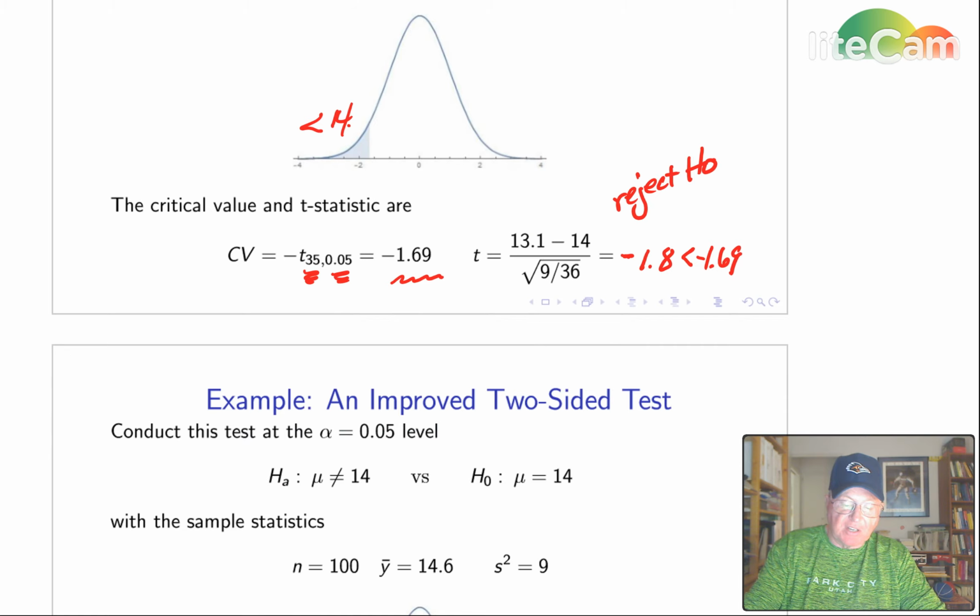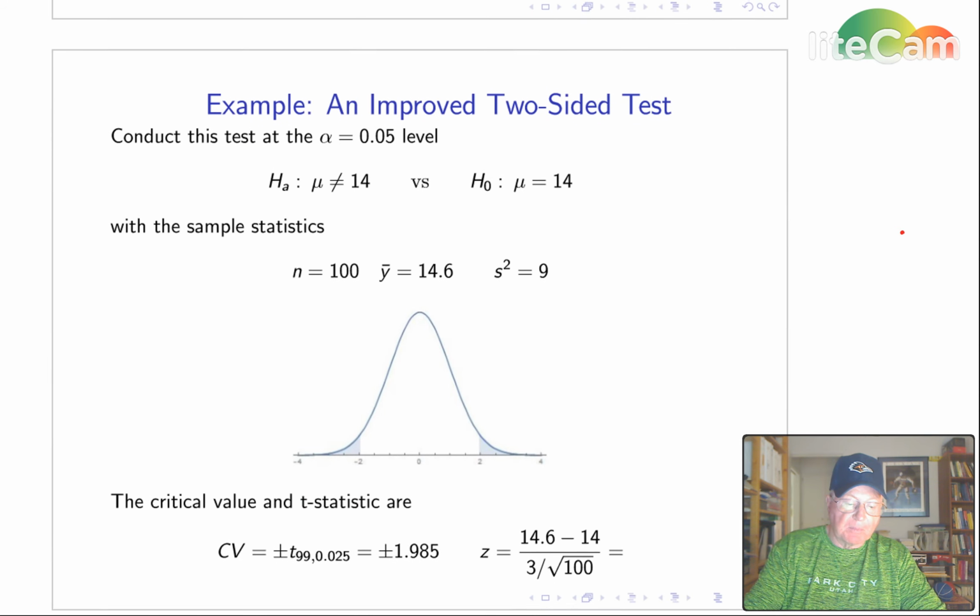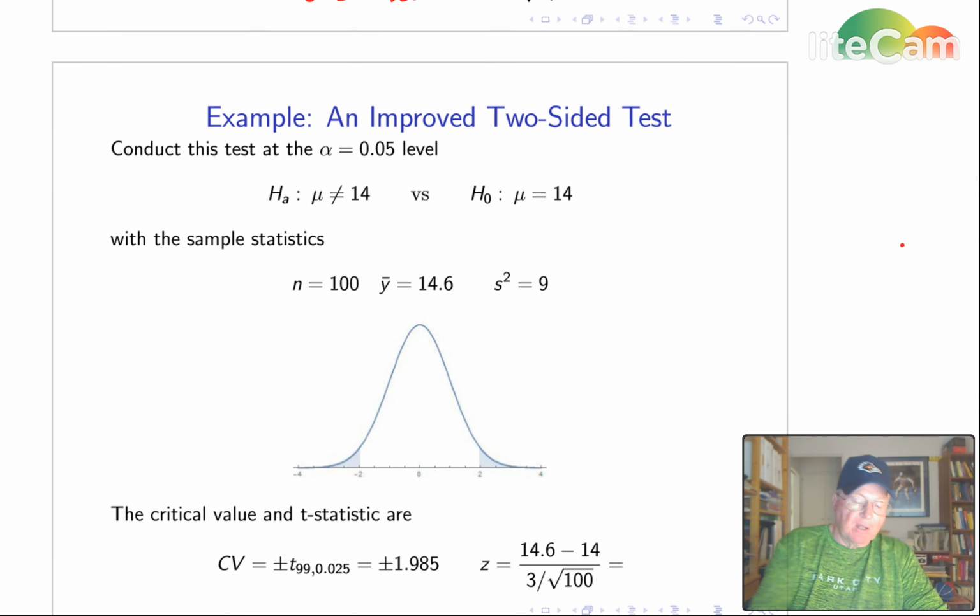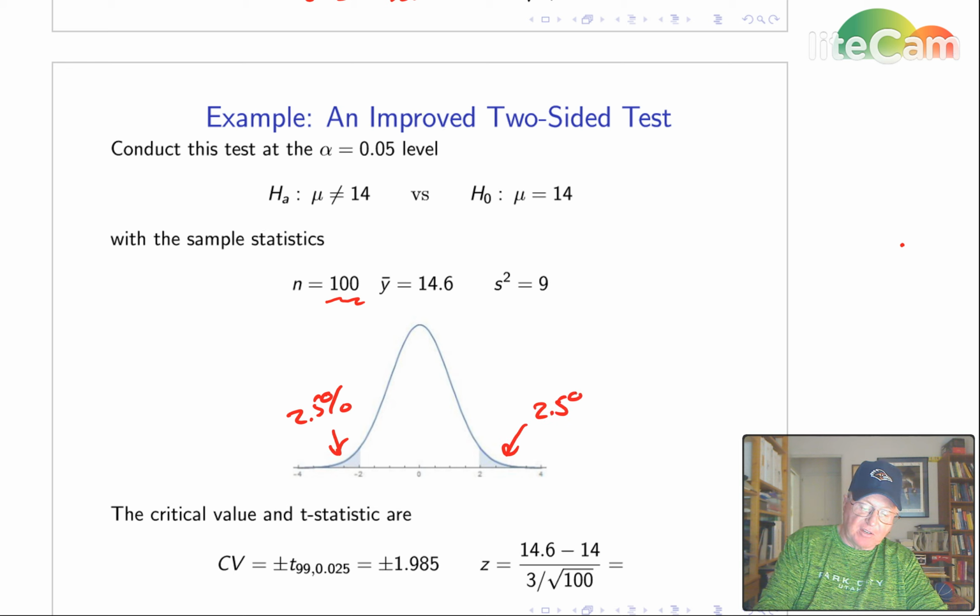Let's do a two-sided version. Now we'll compare 14 to not 14, so a two-sided test. This time the sample size is 100, the sample mean is 14.6, and again the sample variance is 9. Now we have to, of course, take the 5% and split it in half. So we have 2.5% on the low end, 2.5% on the high end.